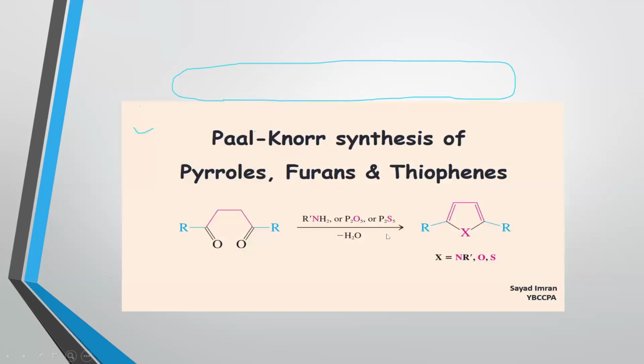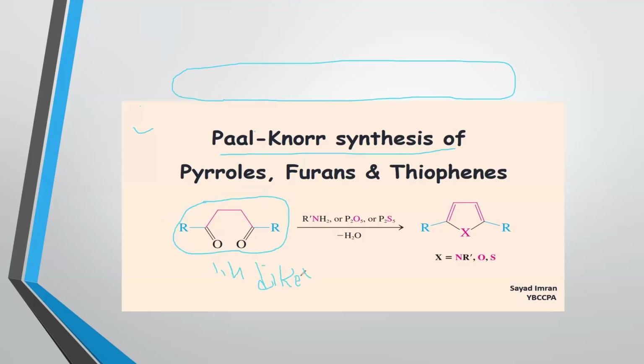So this is another representation of Paal-Knorr synthesis of furan, where they have combined. I have put this slide because the Paal-Knorr synthesis is used for all three: pyrrole, furan and thiophene. Why is it known as Paal-Knorr synthesis? Because of this 1,4-diketone compound. Here also you can see a 1,4-diketonic compound is there.